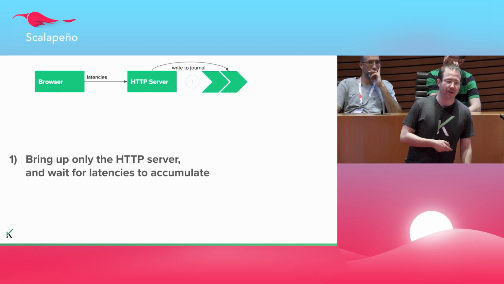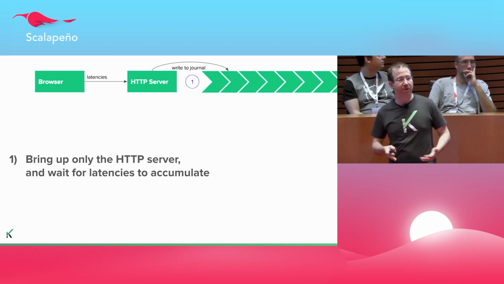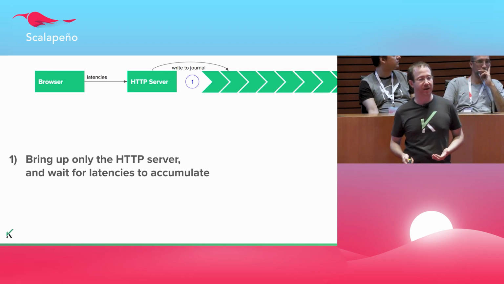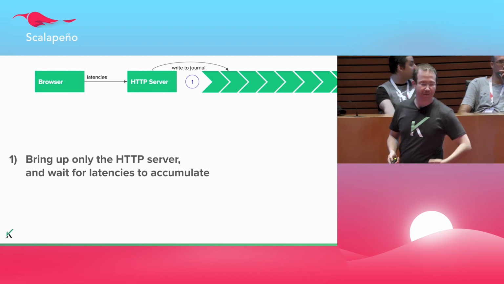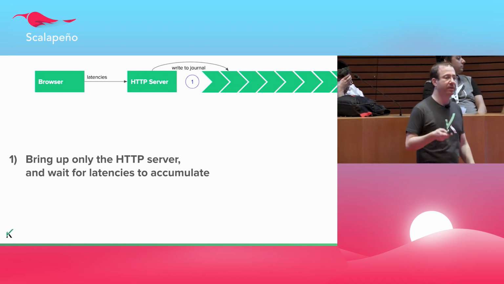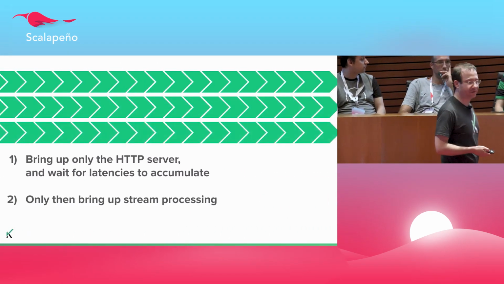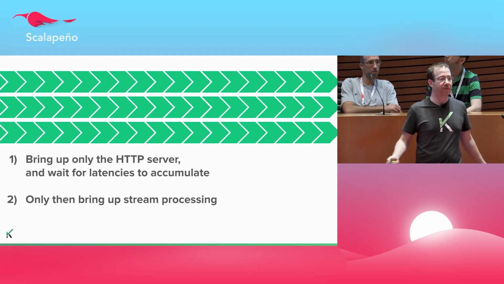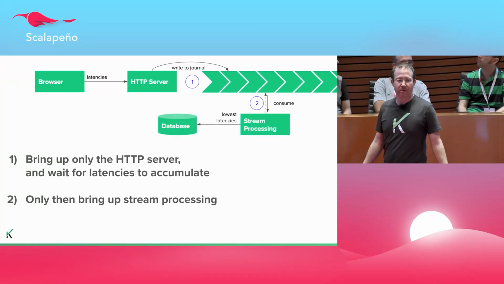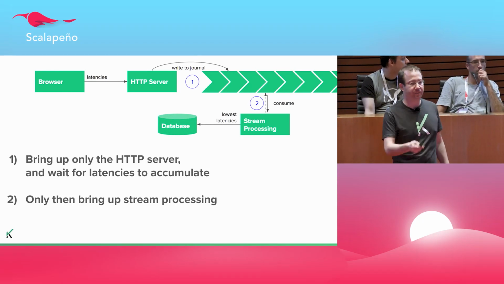Not really. Because suppose we want to bring up first just the part that produces information. We receive latency reports from the client. We have our front end relay that information to the journal, and we accumulate events, and accumulate events, and accumulate events. And only then we bring up stream processing. So once stream processing kicks in, we have quite a backlog to handle.